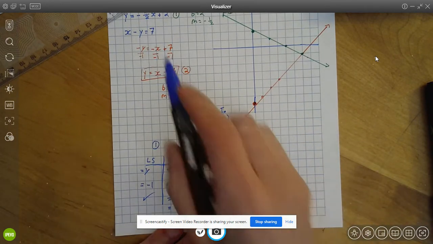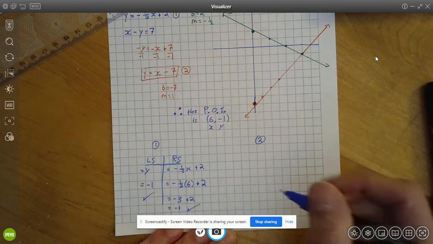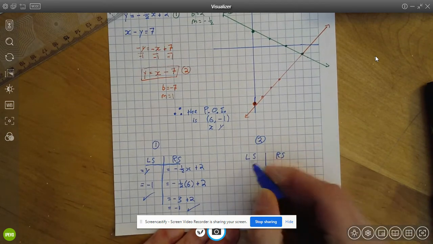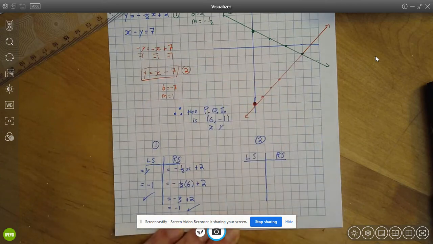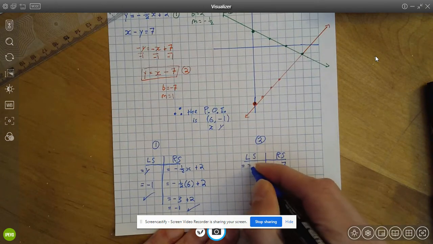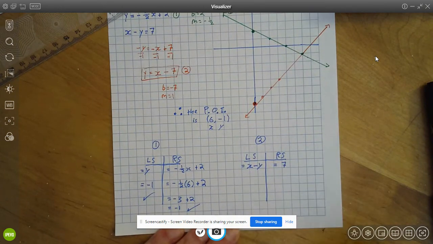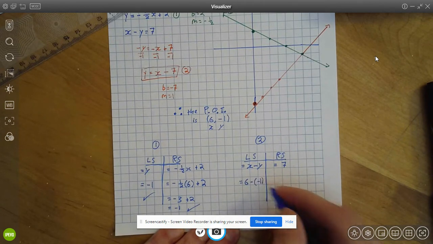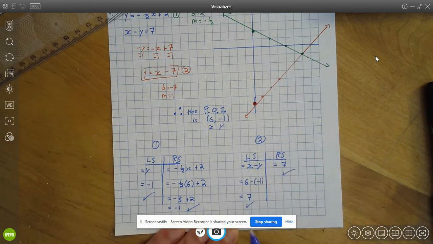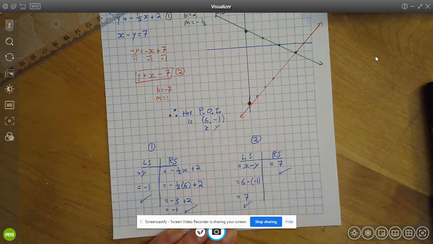And again, I'm going to start with the initial equation always given to me in the problem, and I'm going to split that into my left side, right side. So in this case, the right side of that second equation was 7, and my left side was x minus y. Okay, well, I think x is 6, and I think y was negative 1. Be careful with your negative signs. So 6 subtract negative 1 is the same as 6 plus 1, which is 7. My left side equals my right side. So the point is also on equation 2. So therefore, I knew that I was correct. The POI is 6, negative 1.